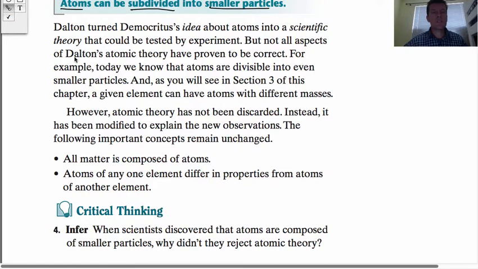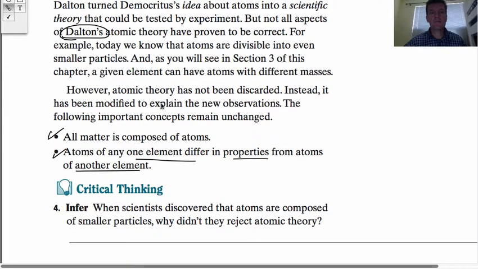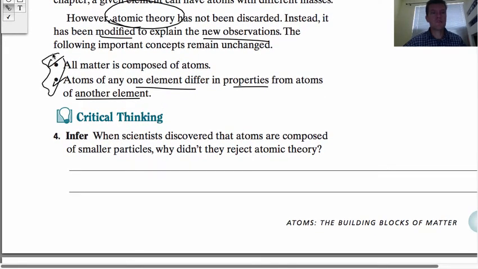So even though some of Dalton's ideas have been revised, we don't throw it out completely. Yes, all matter is composed of atoms, and atoms of any one element differ in properties from atoms of another element. That's still true today. Okay? So we don't completely throw out Dalton's atomic theory altogether. It has been modified because of new discoveries and new observations. Okay? These are the 2 main ones that have not changed over time.